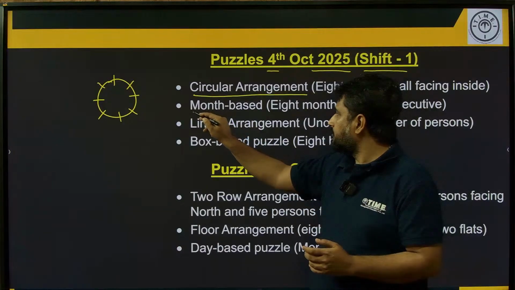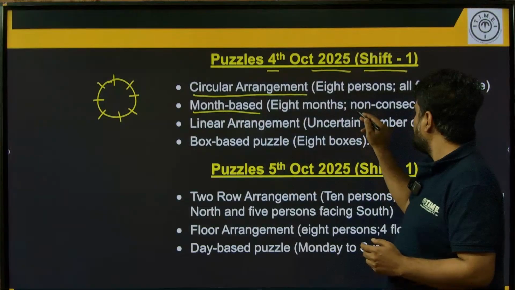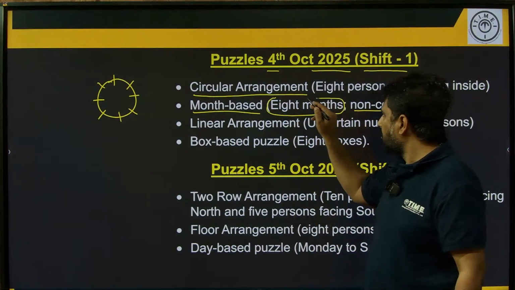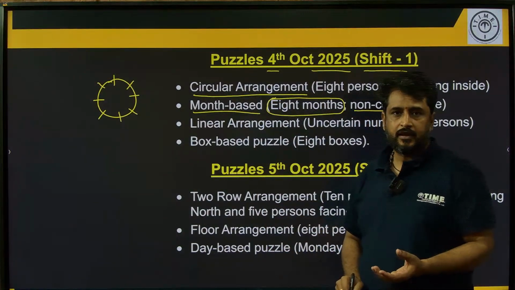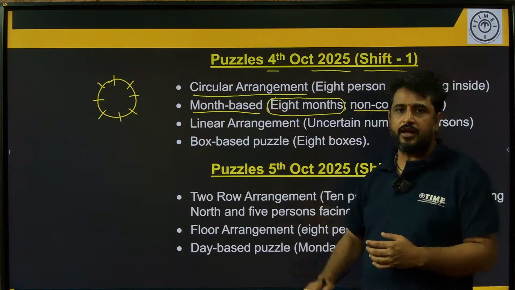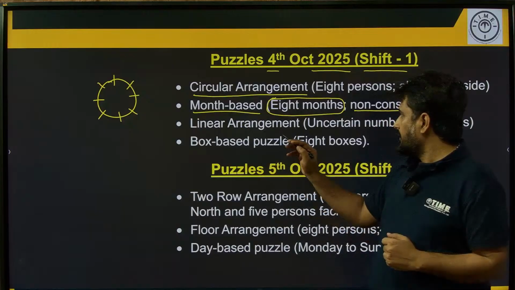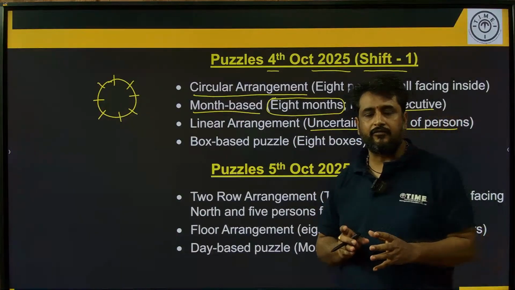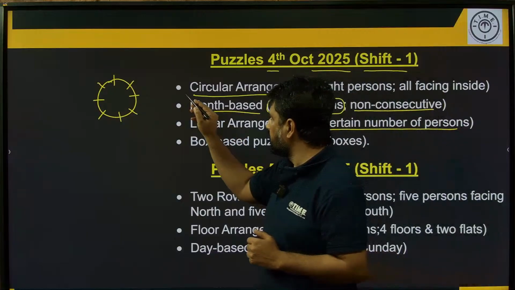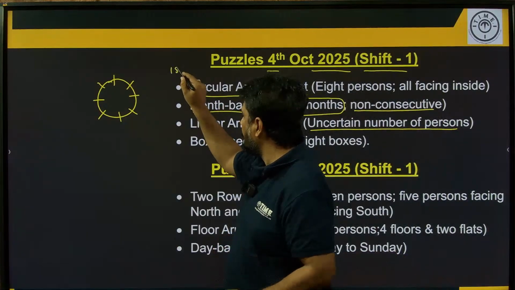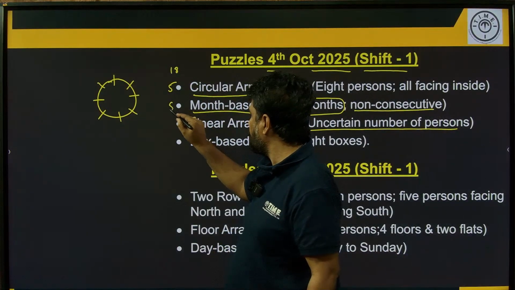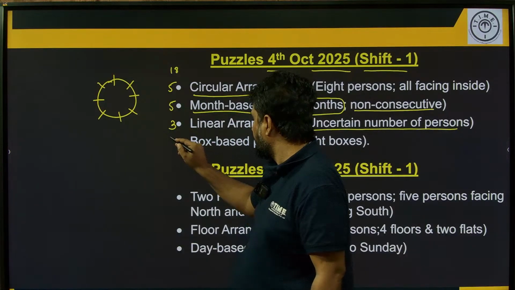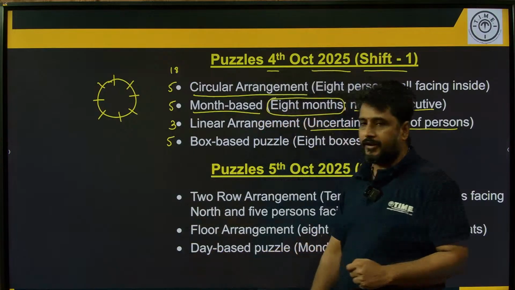And a months-based question was given. 8 months were given. All were non-consecutive. You know, right? In this kind of question, we have to freeze the months. After freezing the months, we have to distribute the persons. Now, a linear arrangement was given with an uncertain number of persons. It means the number of persons was not mentioned. And I already told you we were given 18 questions here: 5 from the circular arrangement, 5 from the month-based, 3 questions from the linear arrangement with an unknown number of people, and 5 questions from the box arrangement puzzle.